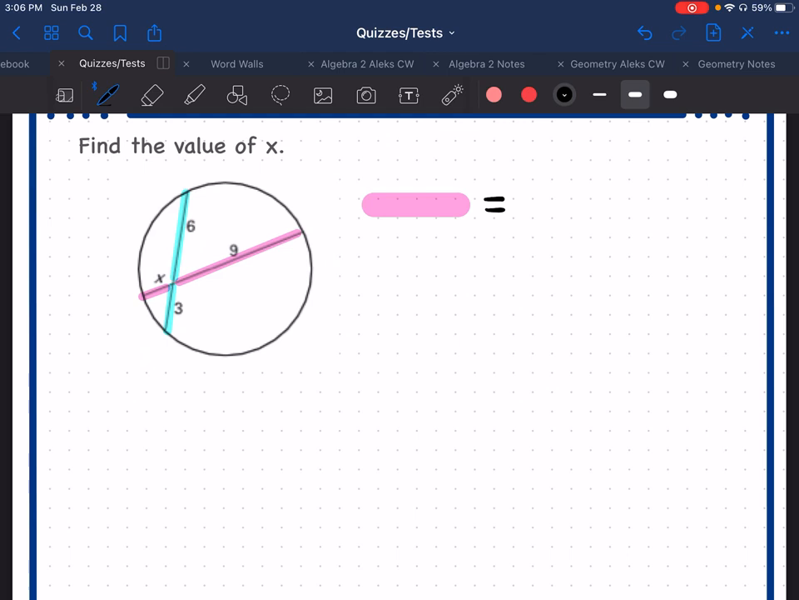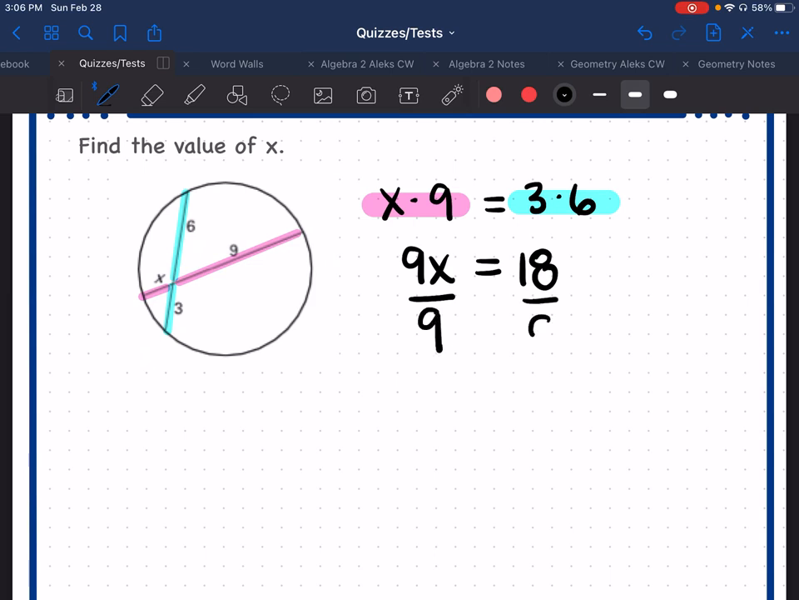equal to the multiplication of the two parts of the pink piece. So x times 9 in my pink piece is equal to the multiplication of the parts of my blue piece, 3 times 6. Remember, there's really no reason why I put them in that order. I could have done 9 times x, which is exactly what I'm going to put, 9x. And I could have done 6 times 3, because 3 times 6 and 6 times 3 are both 18. I'm just now going to solve. And 18 divided by 9 is 2.